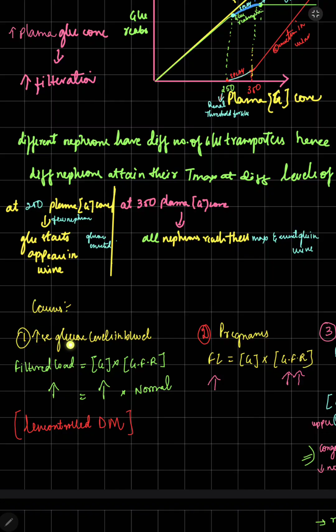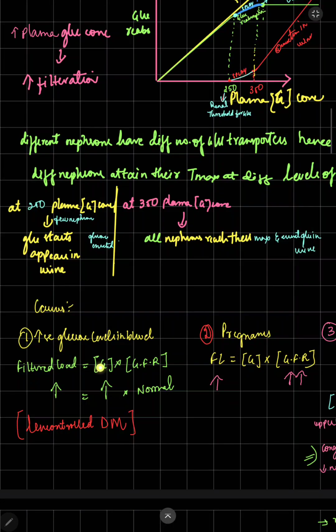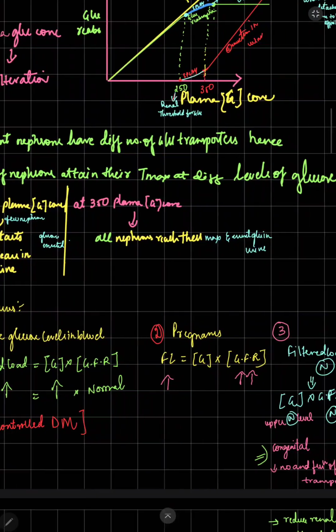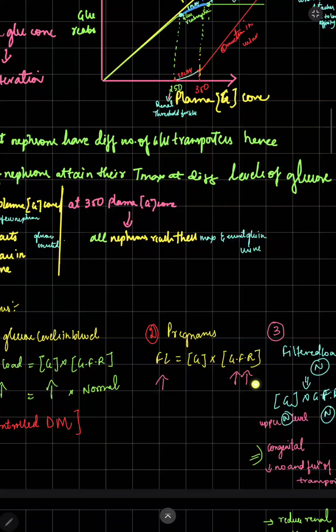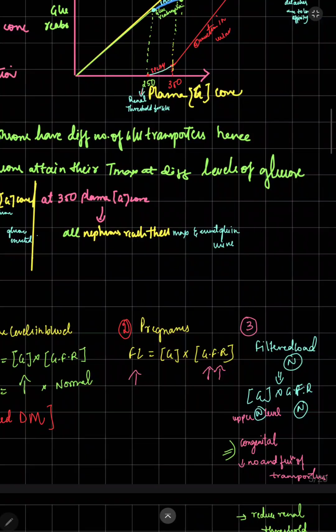The first one is that we know filtered load is equal to glucose concentration in plasma times the GFR. So when there is an increase in glucose levels in blood, there is an increase in filtered load, and this happens in uncontrolled diabetes mellitus. And in pregnancy, there is an increase in GFR, so there is an increase in filtered load. In that way, glucose might appear in urine.